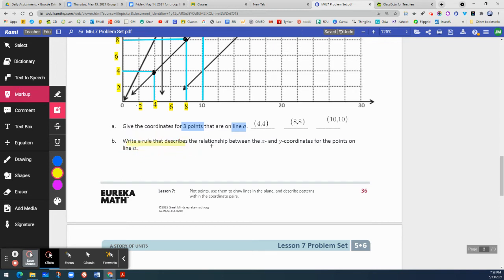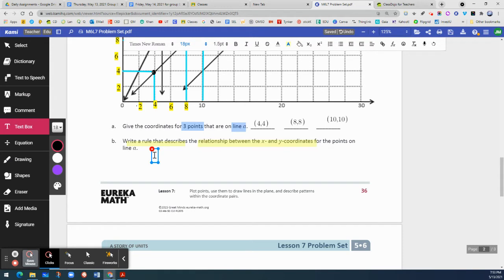Write a rule that describes the relationship between x and y coordinates for the points on line A. So there you have it. Those are the points. So the rule is x and y are the same. Or you can write it as well like x and y have the same value.